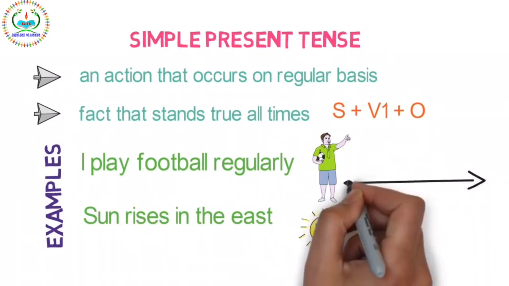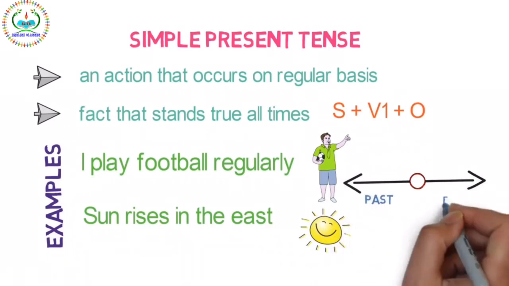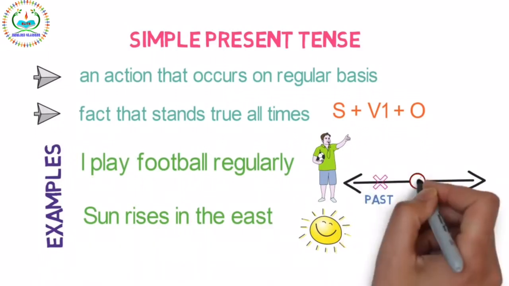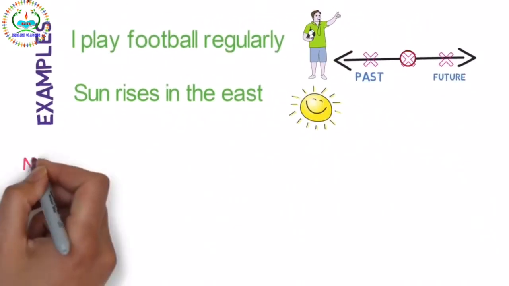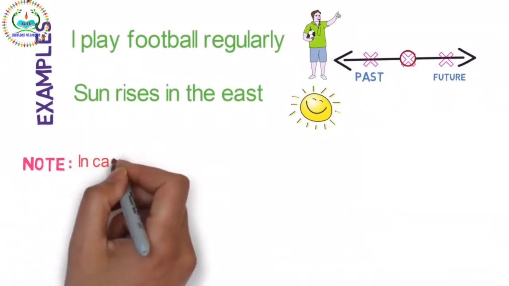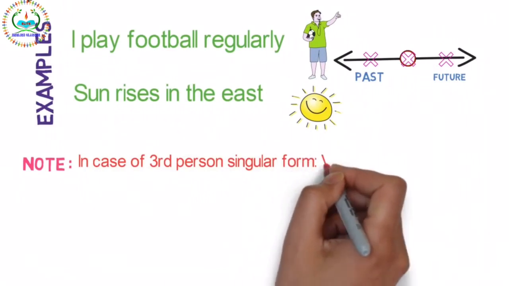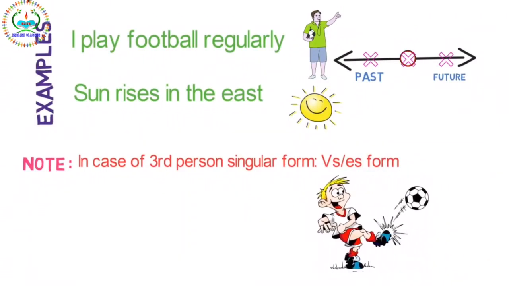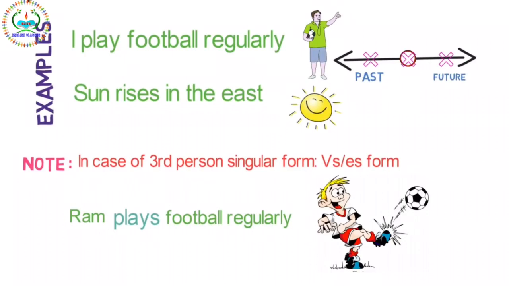Let's look into the timeline to see where our action occurs. We can say that the action was happening in the past, is happening now, and will continue in future. Please note, in case of third person singular form, verb's S/ES form is used. For example, in case of a third person Ram, it will be Ram plays football regularly.